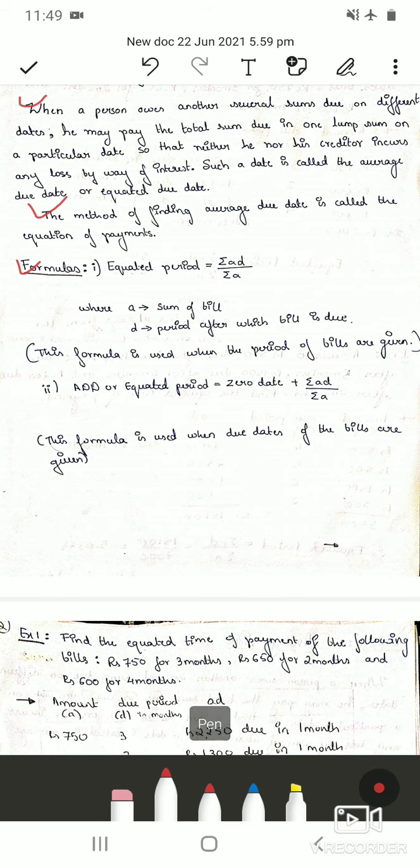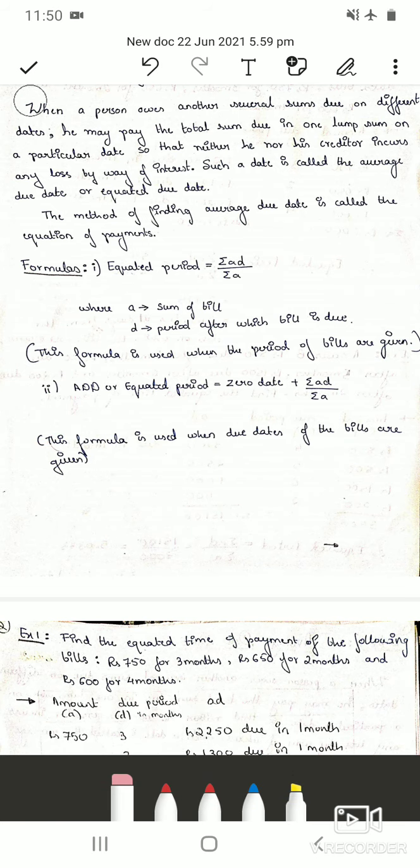So equated period is summation AD by summation A, where A is the sum of a bill and D is the period after which the bill is due, and we are using this formula when the periods of bills are given. They will mention the bill is due after 4 months, after 3 months. So the period of bills is given when we are using this formula. When the due dates are given instead of period, we will use this formula, which is zero date plus summation AD by summation A. So remember these formulas.